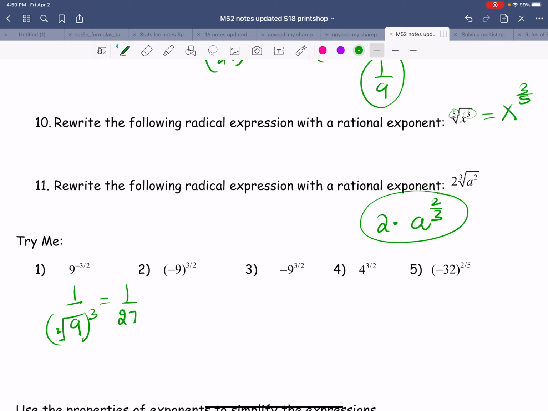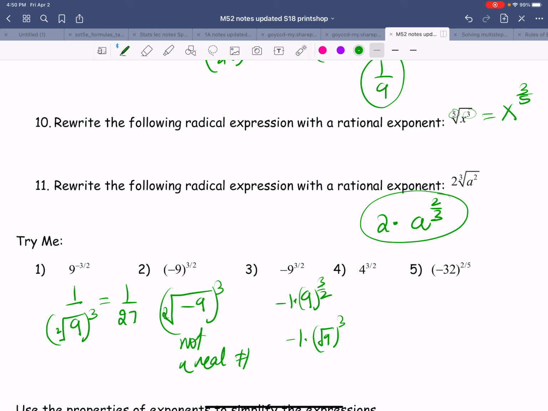Okay, negative 9 square root to the third power, not a real number. Negative 1 times 9 to the power 3 halves, negative 1 times the square root of 9 to the third power, which is negative 1 times 3 cubed, which is negative 27. 4 to the power 3 halves, which is the square root of 4 to the third power. 2 to the third power is 8. And negative 32, fifth root, to the second power. Fifth root of negative 32 is negative 2. Negative 2 to the second power is positive 4.